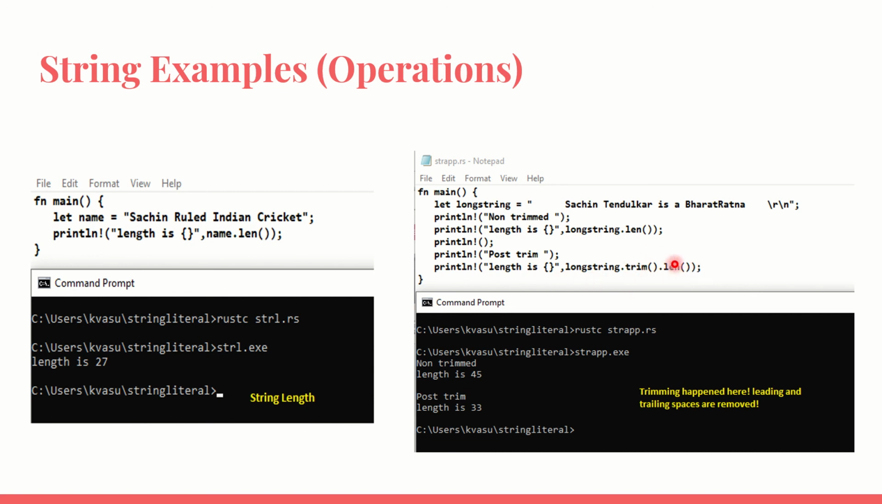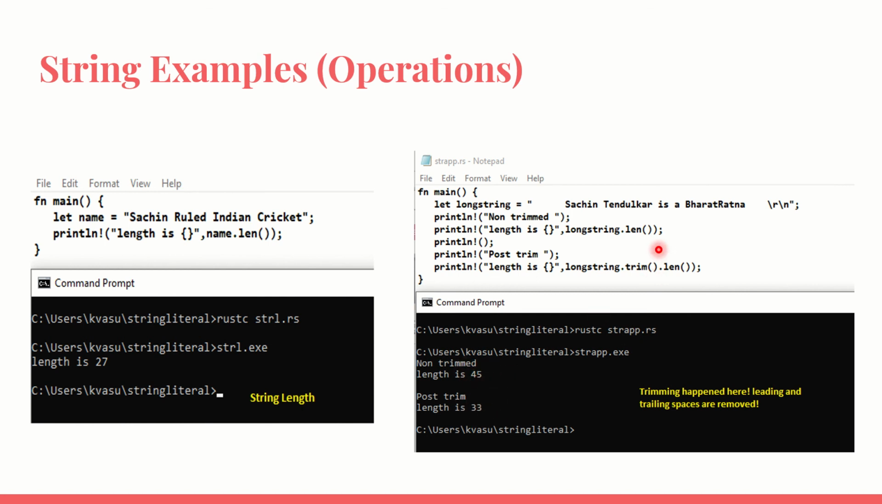I could combine multiple methods in one line. That's the beauty of Rust. It's really easy to use, and once you start using it, you will love it. This is the easiest of programming languages that somebody can learn as a beginner. Now what do we do? When we compile it, I get strapp.exe. When I run it, and not trimmed, the length is 45. Post trimming, the length is 33.